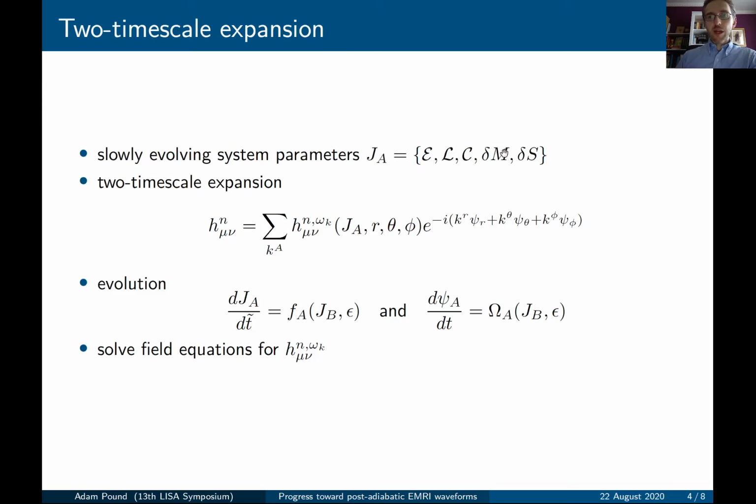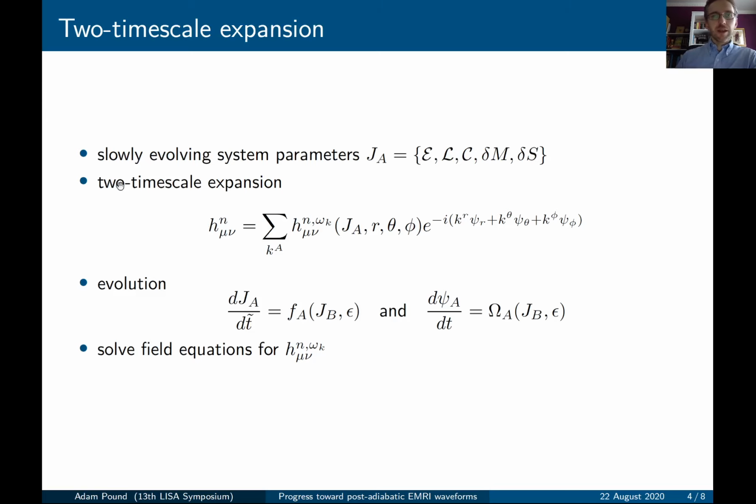And then you also have parameters for the big black hole. These are corrections, delta m and delta s, to the big black hole's mass and to its spin, because it's absorbing gravitational radiation, so it is evolving with time, just like the orbit is evolving with time.